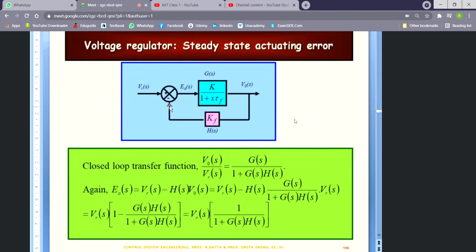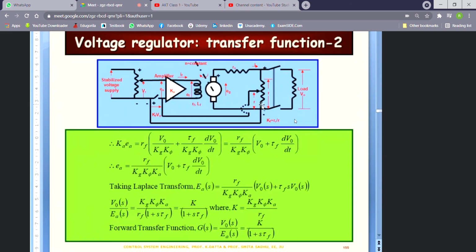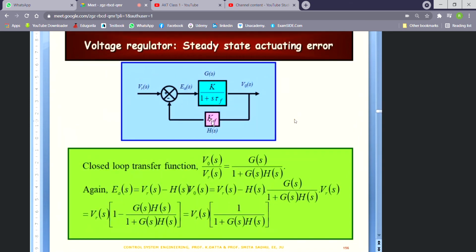What comes at this side is going to be equal to KF into VO, as we've already said, where KF is equal to the ratio of Rr by R. That is the portion of the resistance from which the voltage is being fed back, this one by the total resistance over here. So that is KF, as I told you. Now this is the overall block diagram. The forward path transfer function we had already derived, G(s) equal to VO(s) by EA(s) equal to K by 1 plus s tau f, has been put over here.